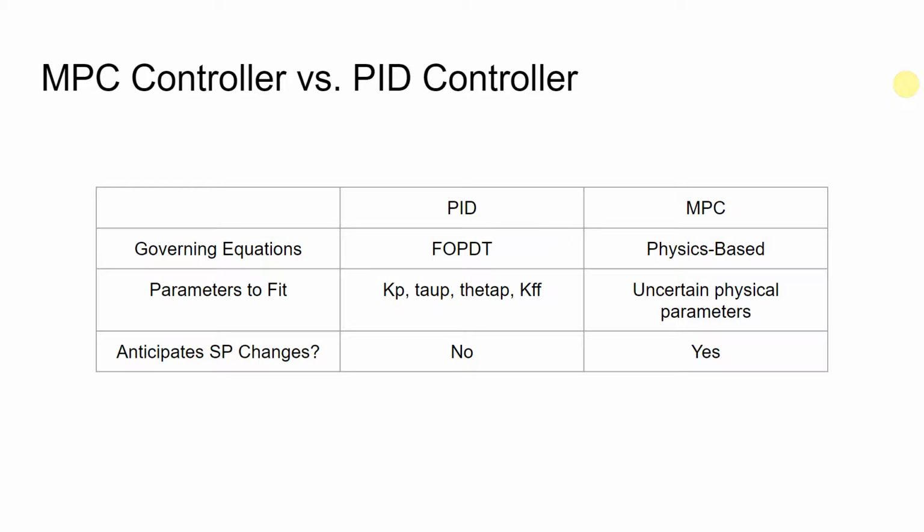A PID controller optimizes Kp, tau p, and theta p, as well as Kff, in order to get an FOPDT model for our system, whereas an MPC controller just uses the physics-based equations in order to optimize our uncertain physical parameters. PID controllers try to minimize error at each time step, whereas an MPC controller predicts estimated future values and tries to minimize the error in the future.